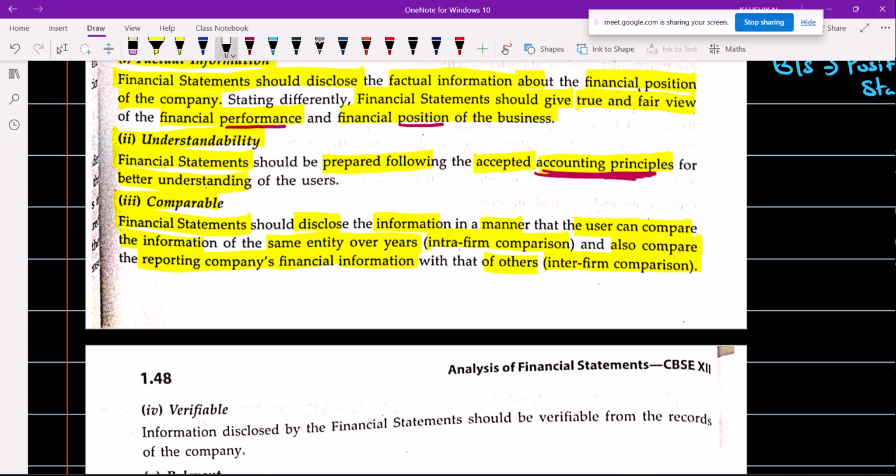This is one type of comparison. You are comparing your own marks during a particular period of time. This type of comparison is what we call intra-firm comparison. Or let me give you another example also. Now suppose there are some schools which form a group of schools. That means they have a head main school, and following that main school they have branches.